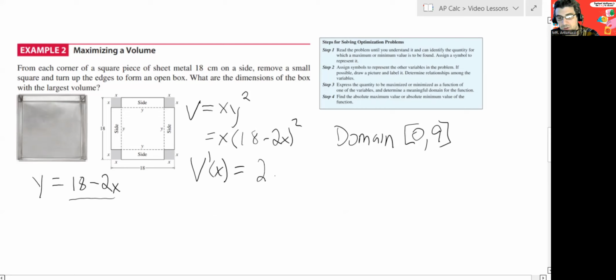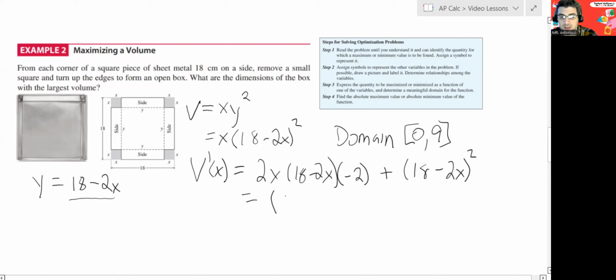So I'm going to do the product rule with the chain rule on the (18 minus 2x) squared. So that would be 2x times (18 minus 2x) times negative 2, plus (18 minus 2x) quantity squared. All right. Now, if we simplify this out and factor it, we're going to end up getting (18 minus 2x) times (18 minus 6x).